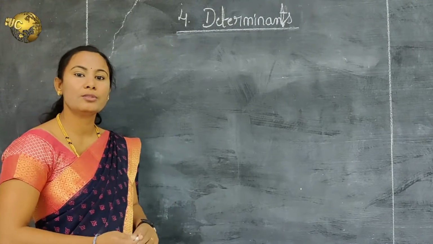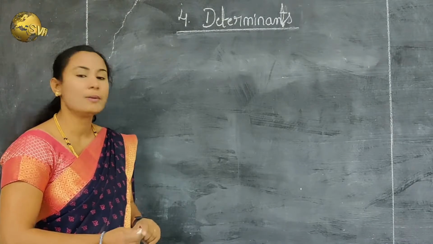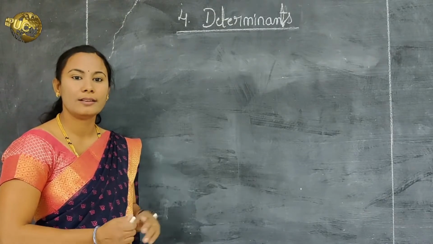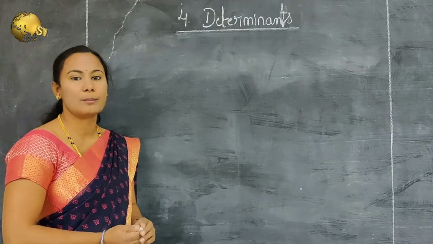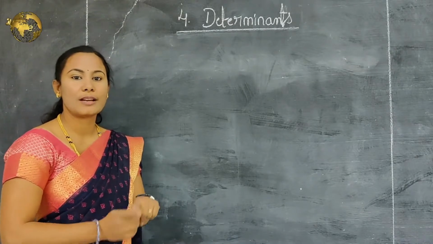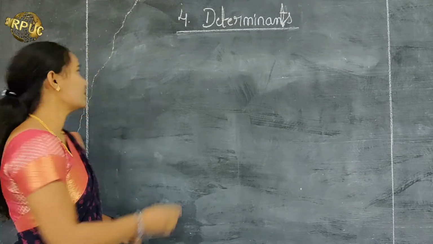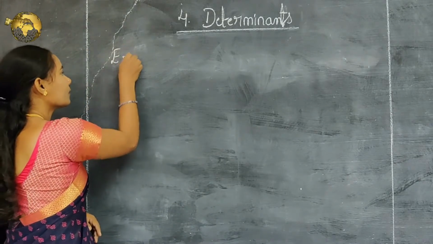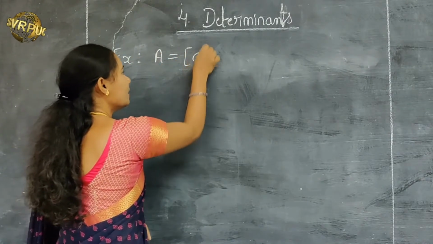Here we will use one type of matrix, that is the square matrix. So what do we mean by square matrix? We already learned in matrices that a square matrix is a matrix in which the number of rows and columns are equal. Let me take one example for a square matrix. Let A be a matrix. It contains the element A.